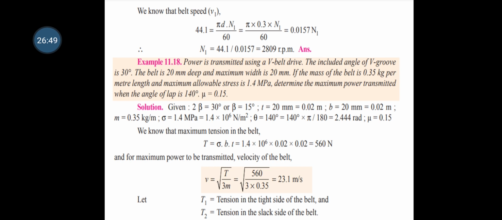The included angle of the V groove, that is 2 beta, is equal to 30 degrees, so beta is equal to 15 degrees. We know that the maximum tension in the belt T is equal to sigma B t. We already know the sigma, B and t values, so the maximum tension T is equal to 560 Newton. For maximum power to be transmitted, the velocity of the belt V is equal to the square root of maximum tension T divided by 3m.